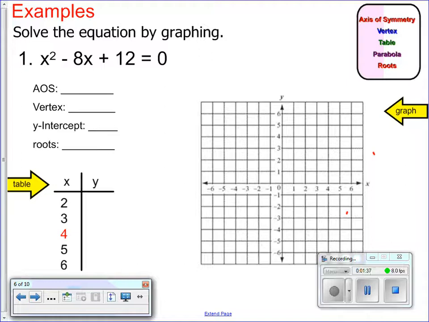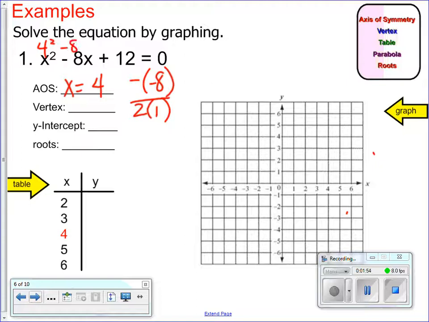So in this example, we first have to find our axis of symmetry, which would be negative negative 8 over 2 times 1. So our axis of symmetry is 4. We plug that back in, so we put 4 squared minus 8 times 4 plus 12, and that equals negative 4. So our vertex is 4, negative 4. Then to find our y-intercept, we plug in 0, so 8 times 0 plus 12. So my y-intercept is 0, 12.